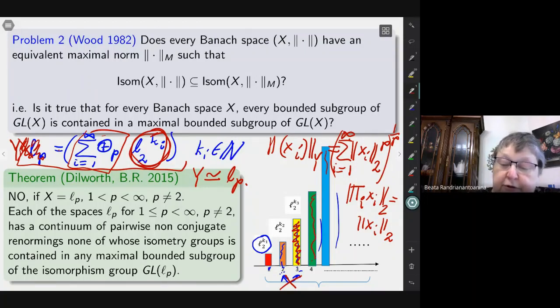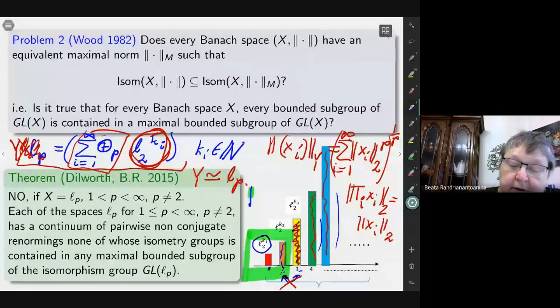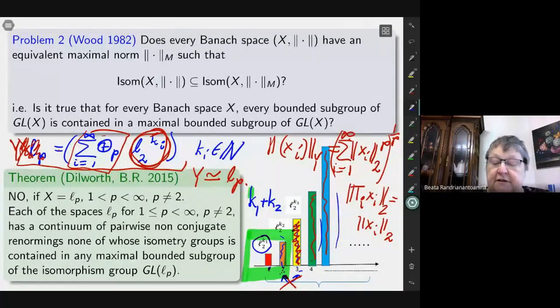So this is the isometry group of this space. Well, is it maximal? Well, no, because if I now combine, say, the first 2 fibers and make 1 fiber out of it, which will have dimension K1 plus K2, right? I combine it and make it into L2. That, of course, will increase the group of isometries. I mean, L2 of finite dimension has a larger group of isometries.